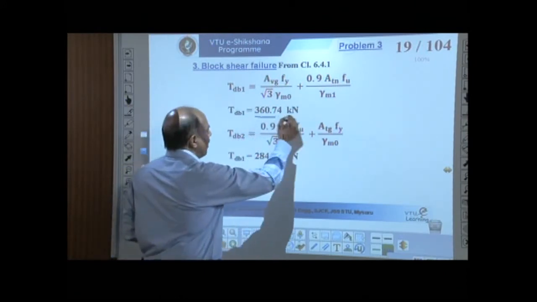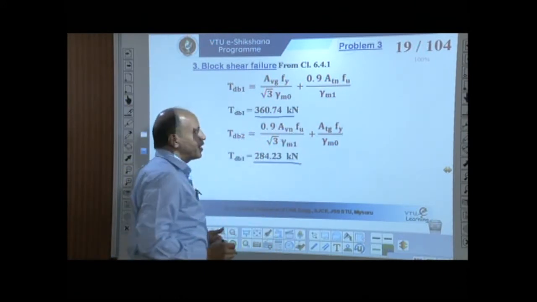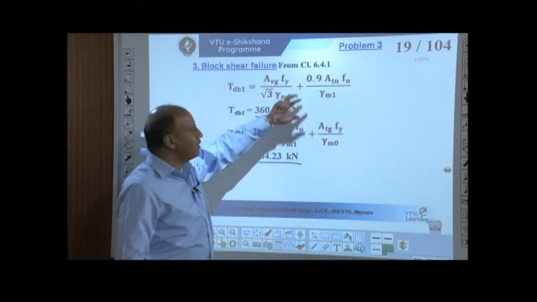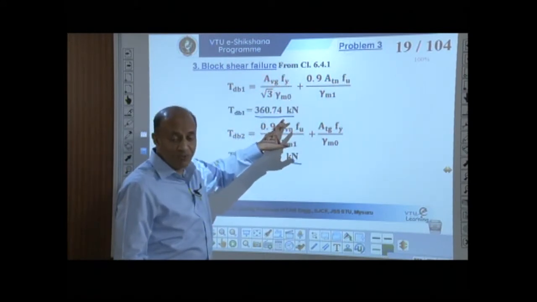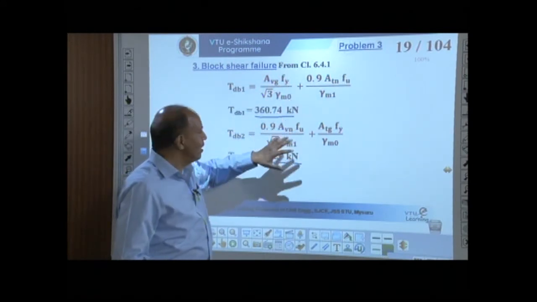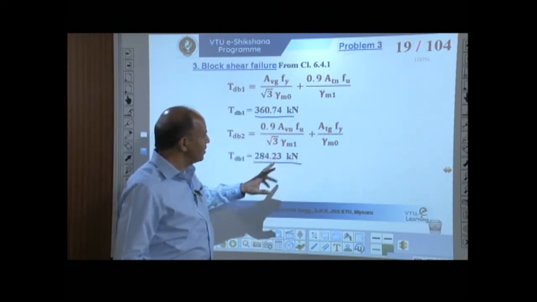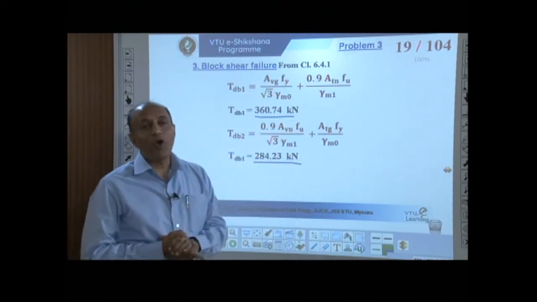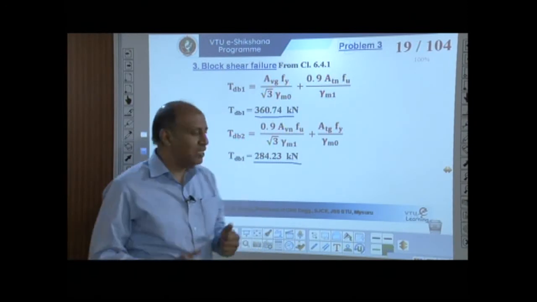So here the values of TDB1 and TDB2 are given. That means under this criteria, that is the failure tensile force in block shear. Under this failure criteria, this condition is the failure criteria. So we normally pick the least of the two.